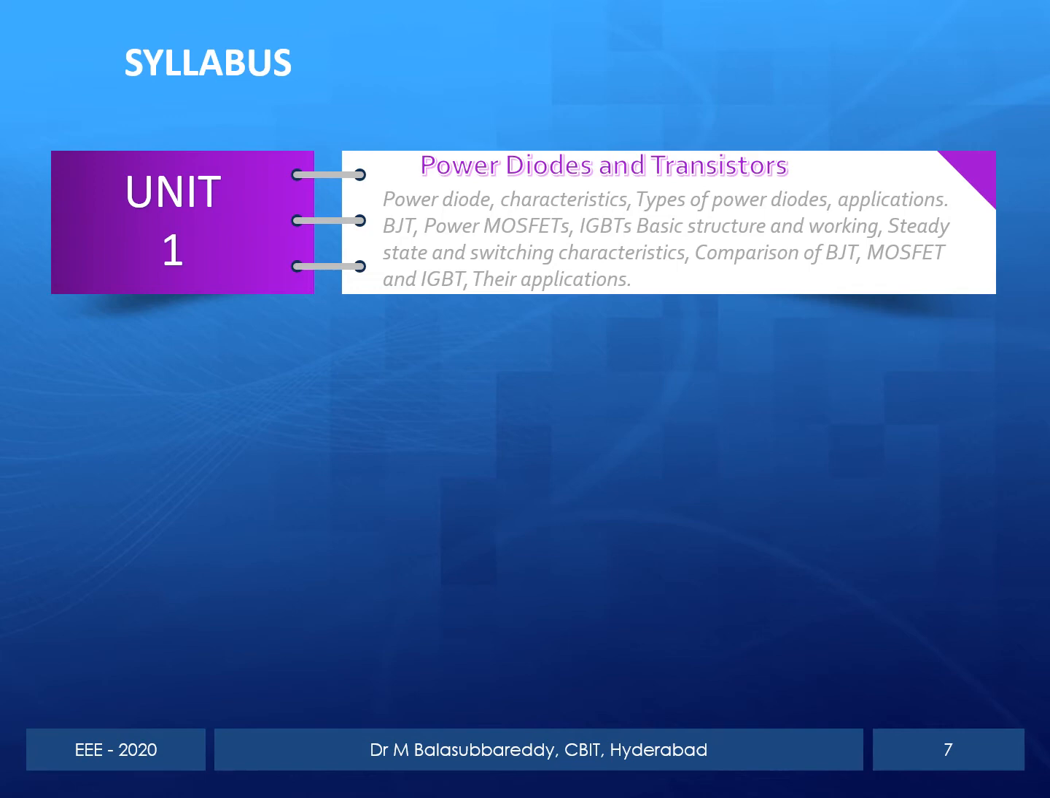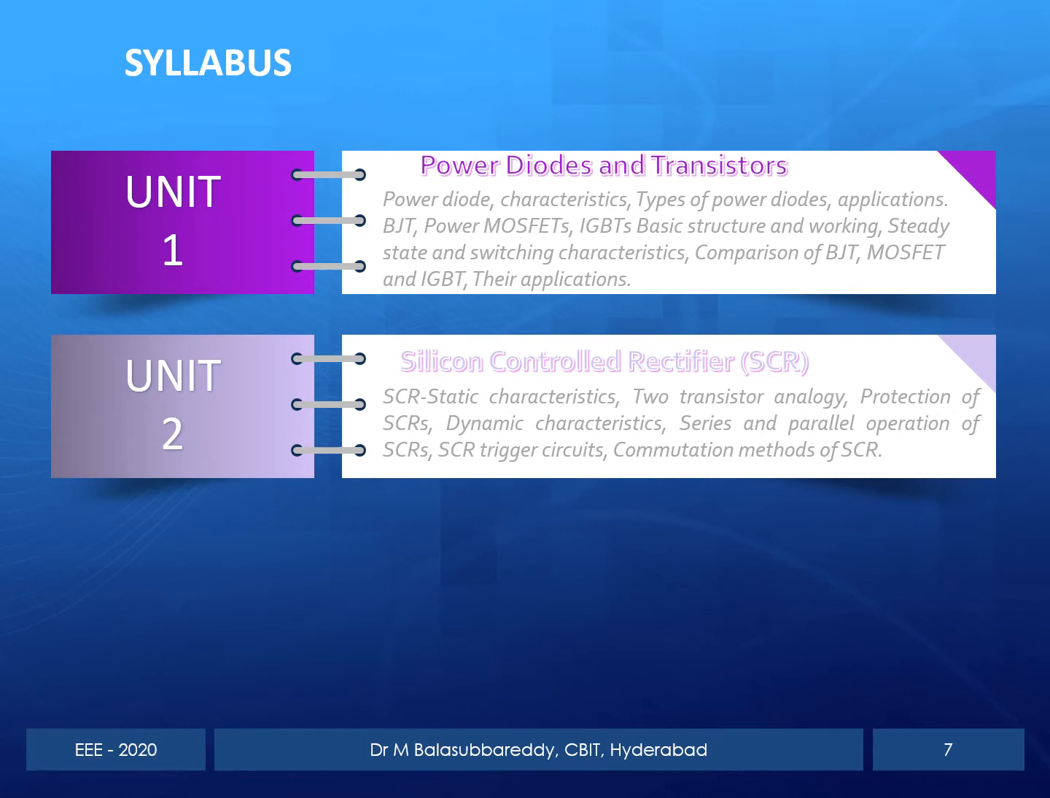and their applications. In unit 2, silicon controlled rectifiers or SCRs, also called thyristors. In this unit, we'll discuss thoroughly the SCR characteristics, that is the static characteristics and dynamic characteristics of SCR, two transistor analogy, protection of SCRs, that is snubber circuit and all. And then we can go for series and parallel operation of SCRs.